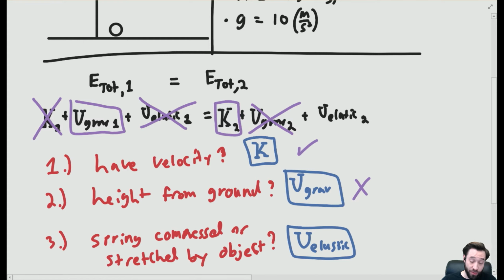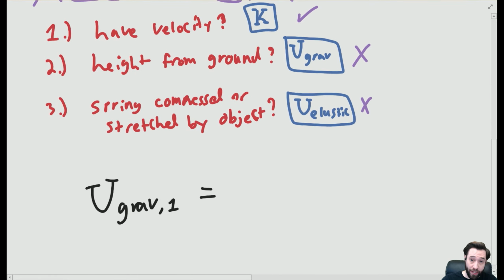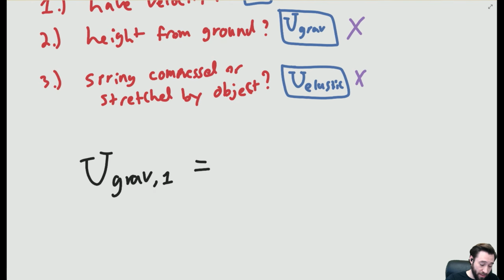And then, of course, there's no spring in this problem. So there's no U elastic at state 2. So the only energy that is present at state 2 is going to be kinetic. Is everybody tracking?